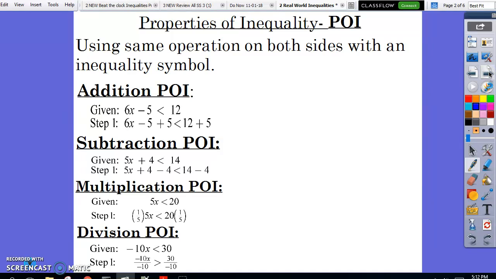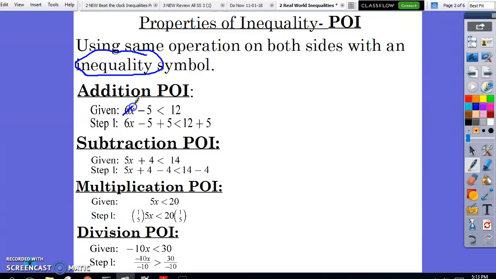Please look on your note taker as you see how properties of inequality are outlined. They are very similar to properties of equality. However, they will always have an inequality symbol. So we handle these exactly the same way. We cross out the things that are the same between the first step and the second.